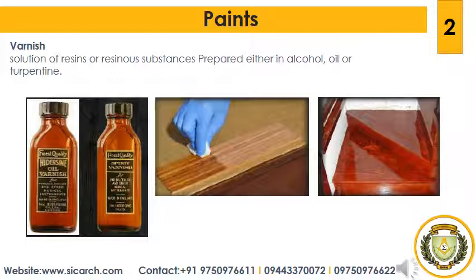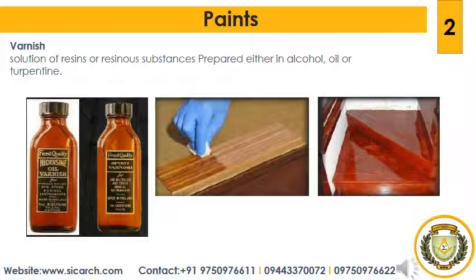The term varnish is used to indicate the solution of resins or resinous substances prepared either in alcohol, oil or turpentine. The main objectives of applying varnish on a wooden surface are that it brightens the appearance of wood grain, it renders brilliancy to the painted surface, and it protects the painted surface from atmospheric actions. Also, it protects the unpainted wooden surfaces of doors, windows, roof trusses and floors from the actions of atmospheric agents.